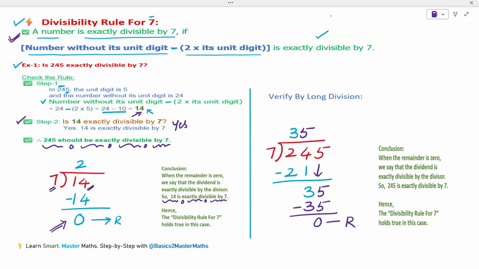Now, let us verify the correctness of the divisibility rule using long division. When we divide 245 by 7, we get 0 as the remainder. So, you can say 245 is exactly divisible by 7. Hence, the divisibility rule for 7 holds true in this case because it already said that 245 should be exactly divisible by 7. Got it?